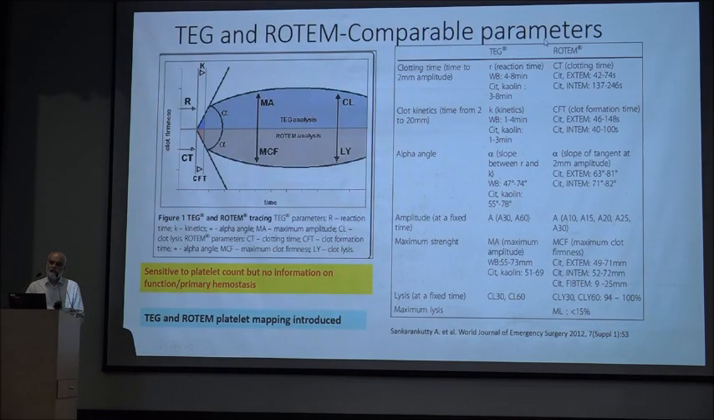These are the TEG and ROTEM comparable parameters. So basically in TEG it is R, then alpha angle, maximum amplitude, and clot lysis. Similarly here it is clotting time, clot formation time, alpha angle, again MCF, and lysis time. This is sensitive to platelet count, but no information is gathered regarding the function or primary hemostasis, although newer machines have some amount of platelet mapping, but it is not up to date.